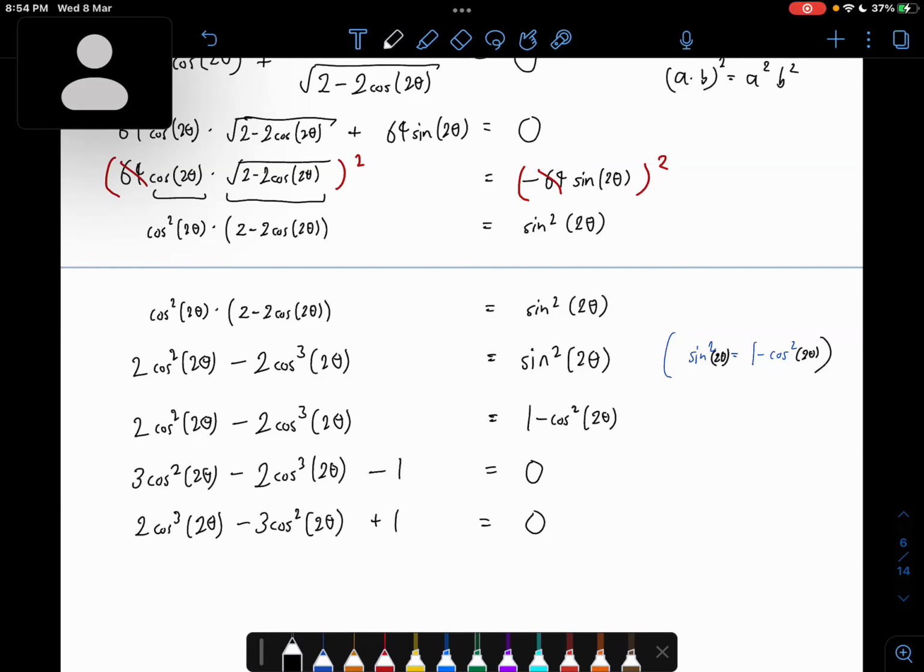I mean, wait, what do you mean by? Can you see a clever substitution we can make? Yeah, cosine 2 theta equals to x. Yes. Then this becomes 2x cubed minus 3x squared plus 1 equals 0. Cubic equation, how to solve? Remember your factor theorem, remainder theorem? Factor theorem, if sub in equals 0, then it's a factor. The x minus that root will be the factor, yes.